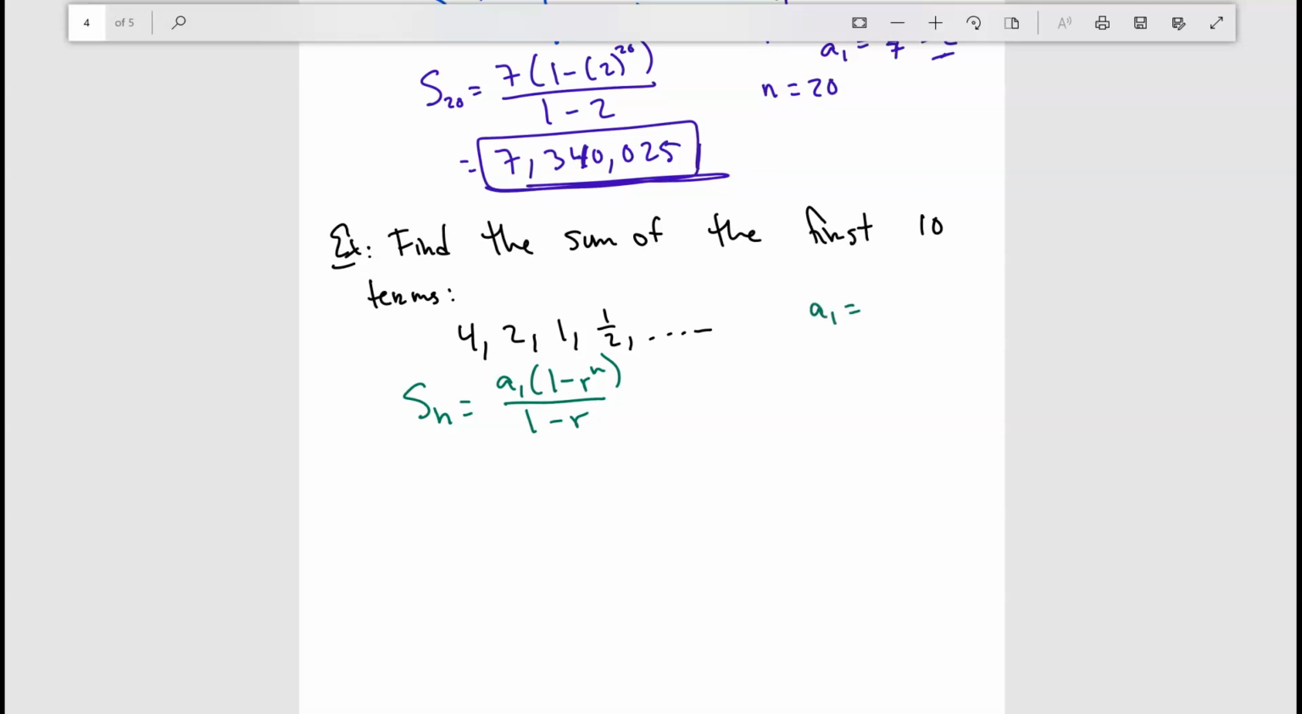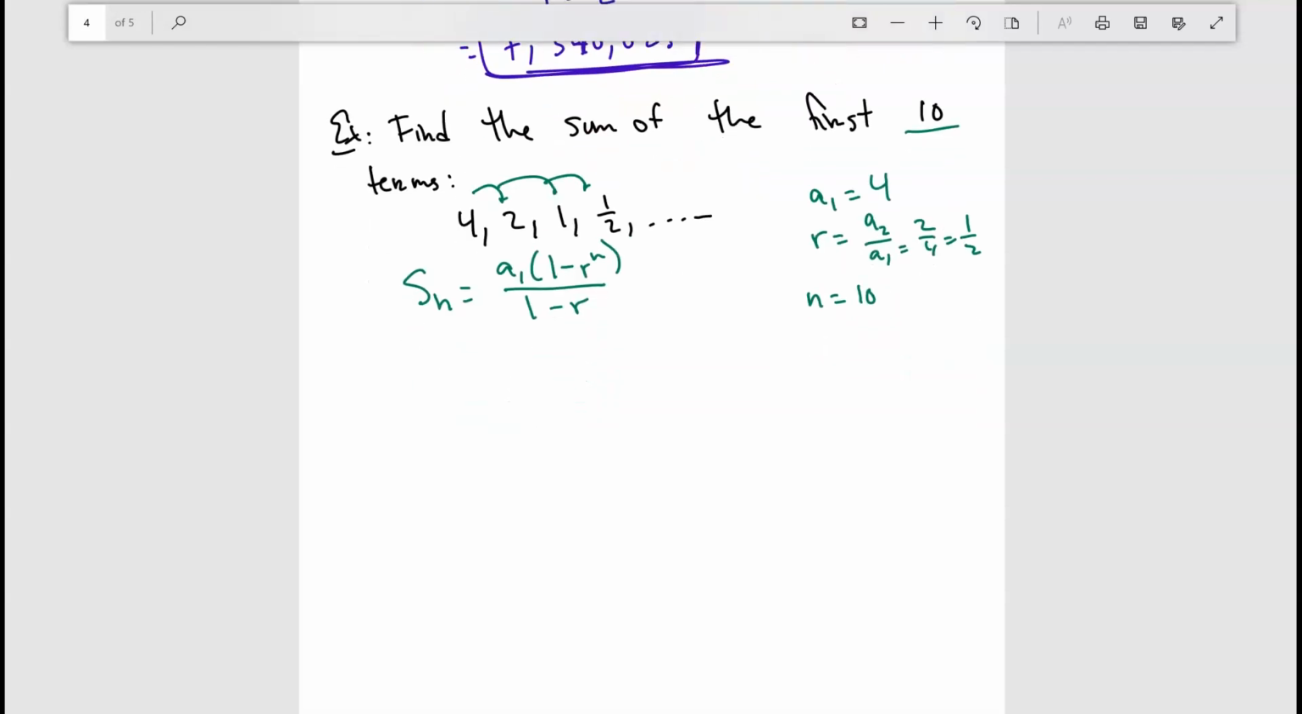a1 in this case is equal to 4. That's my first term. r is equal to the common ratio, a2 divided by a1. So 2 over 4 gives me 1/2. Everything's being multiplied by 1/2. And here n is 10, because that's the number of terms I'm adding. So I'm going to have S10 is equal to 4 times 1 minus 1/2 to the power of 10, divided by 1 minus 1/2.